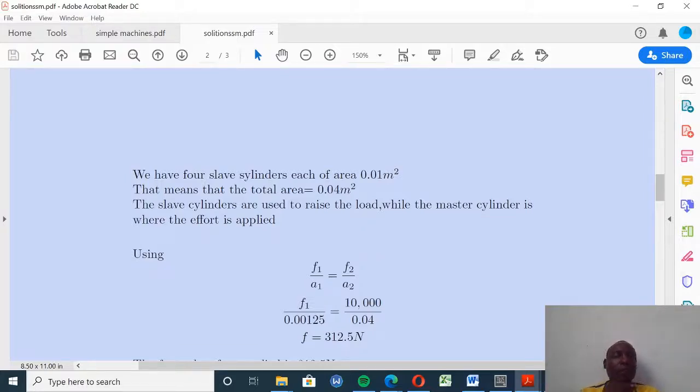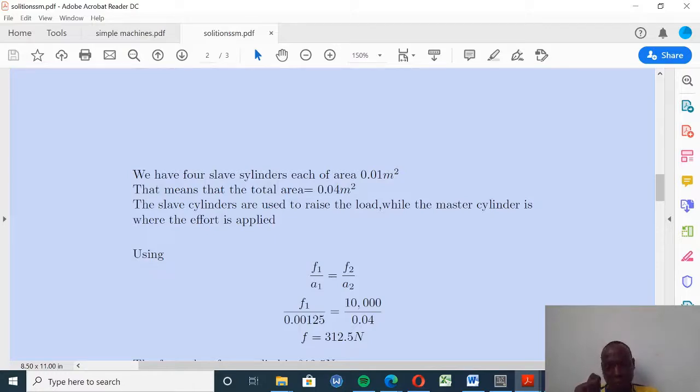Now there are 4 pistons onto which the car is sitting at the 4 ends of the car. The place where the force is applied to lift this car, that cylinder which is being used, is what we call the master cylinder. Then these 4 cylinders which are supporting the car as it is being raised up, the ones which make the car move upwards, are known as slave cylinders.